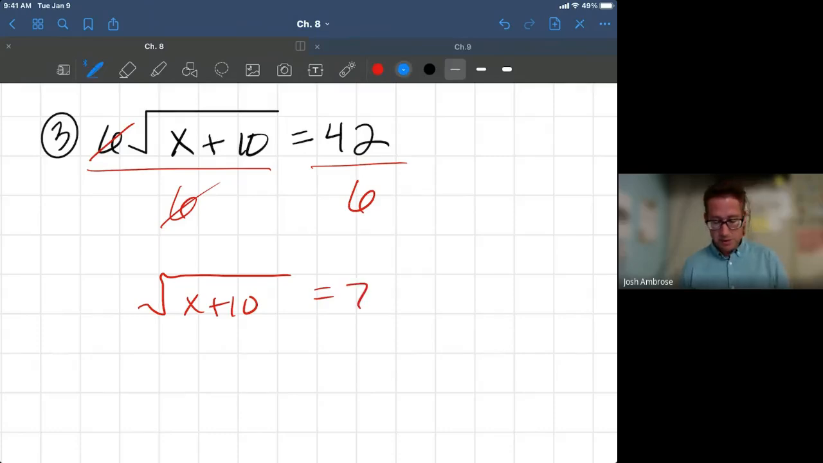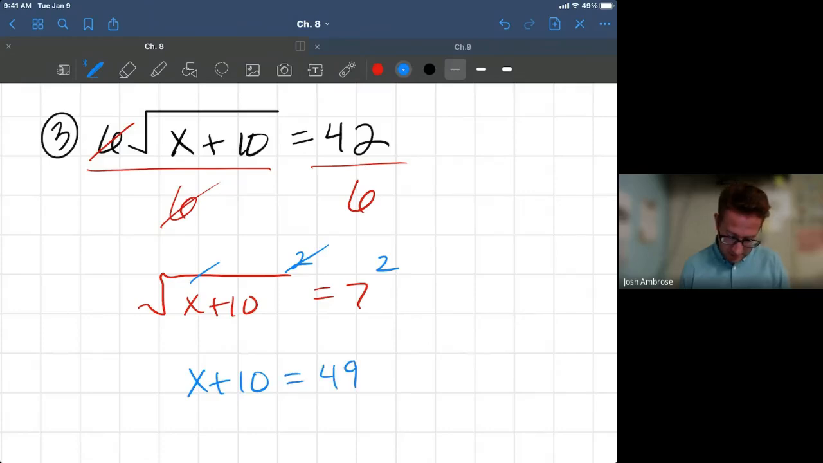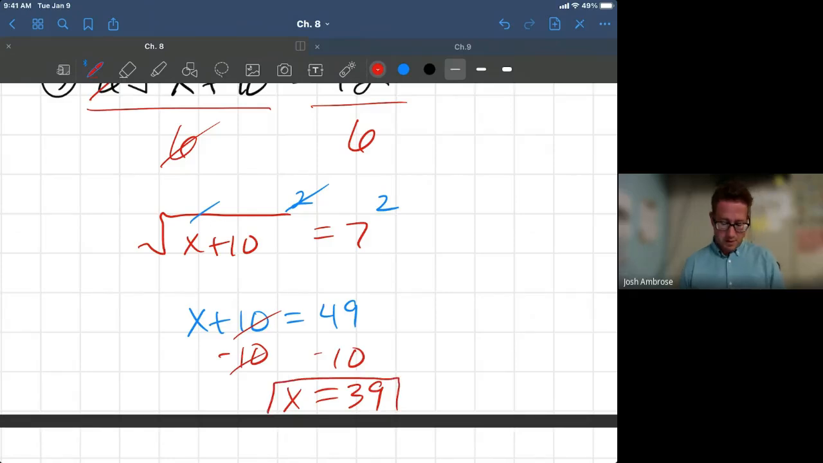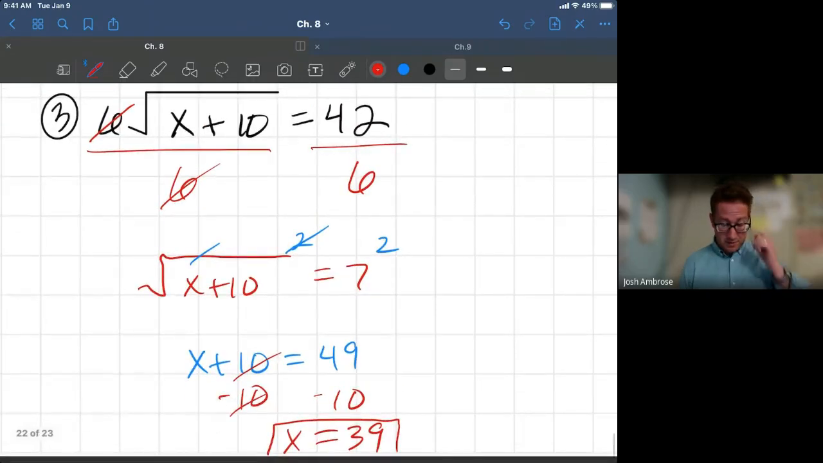Now how do you get rid of the square root? By squaring both sides. They eliminate each other. X plus 10 drops down. 7 squared is 49. And then all you got to do here, take away the 10. And x equals 39. Okay, there's all the steps we did for number 3.